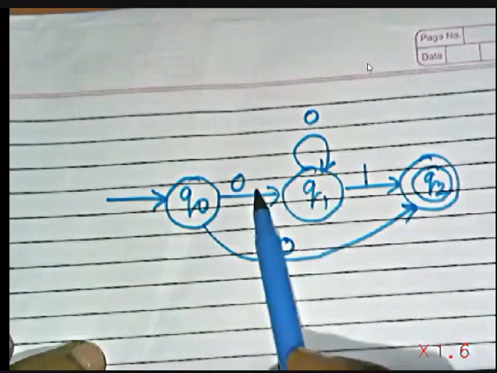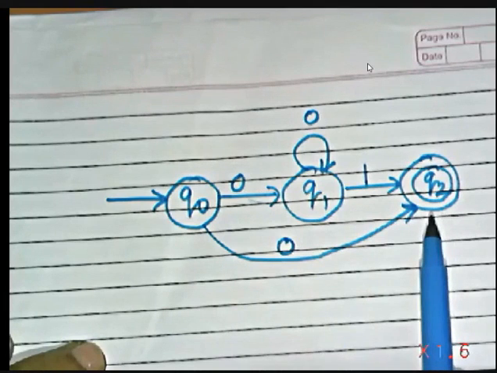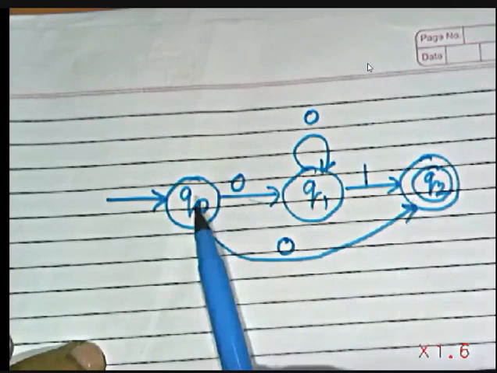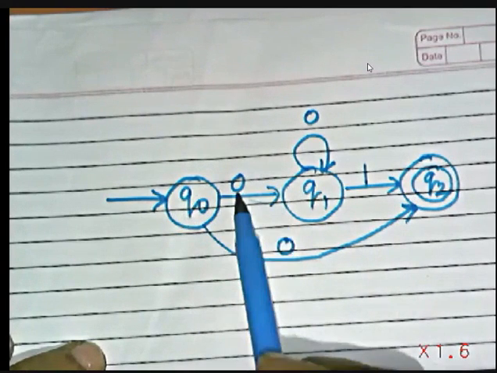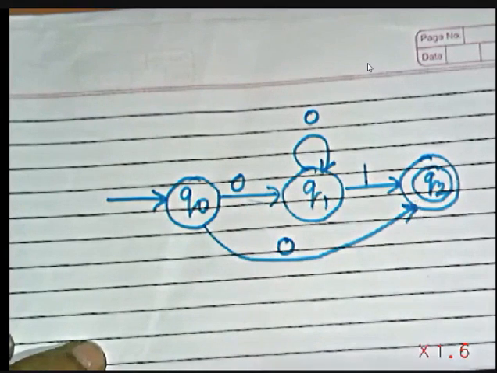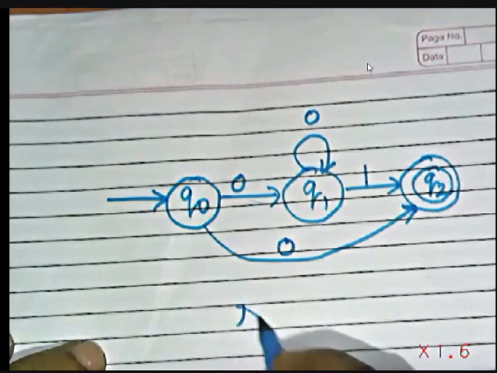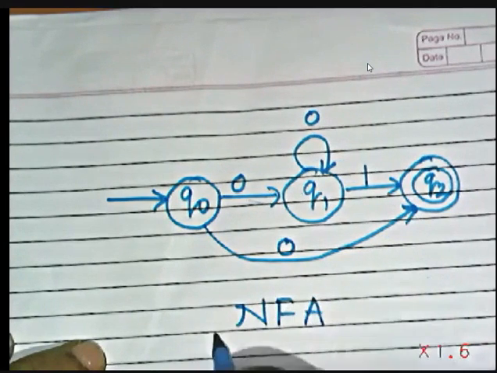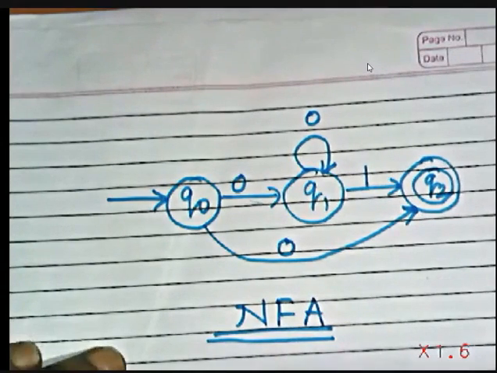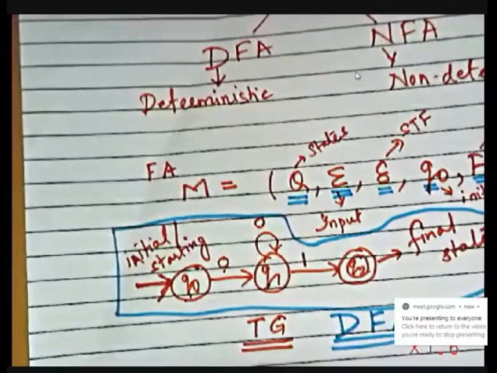So such finite automata where you are having such kind of transitions, that is with the current state and the current input symbol, you can have multiple transitions, then we call such type of finite automata non-deterministic finite automata. Now the question arises, so I am explaining you.